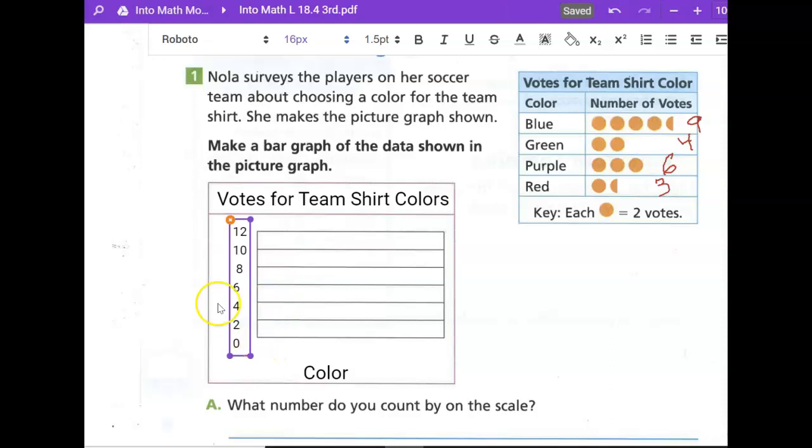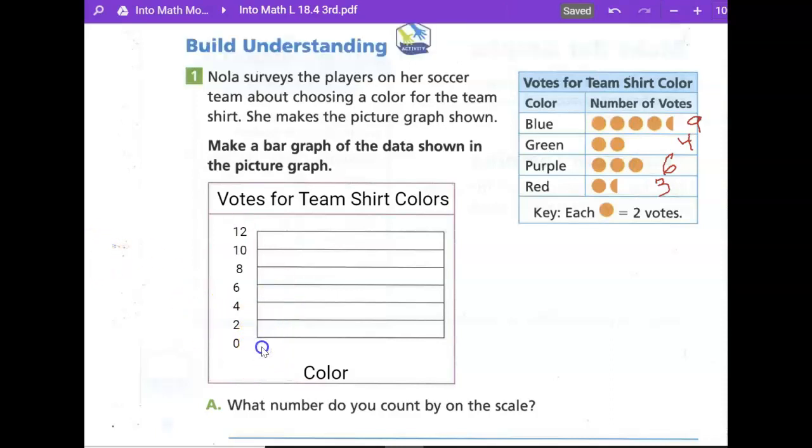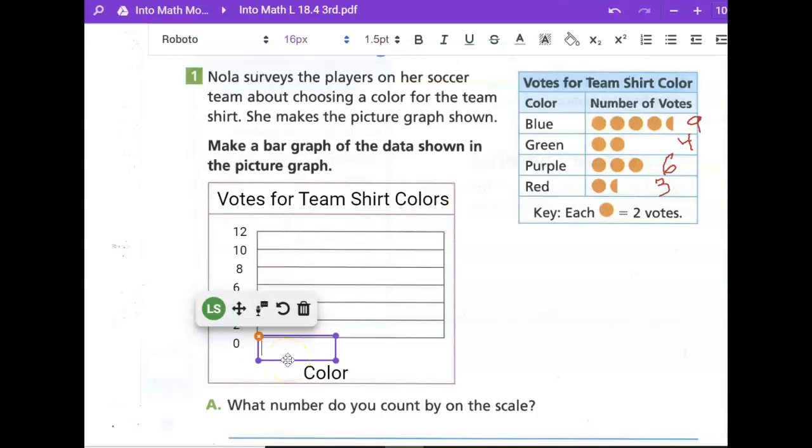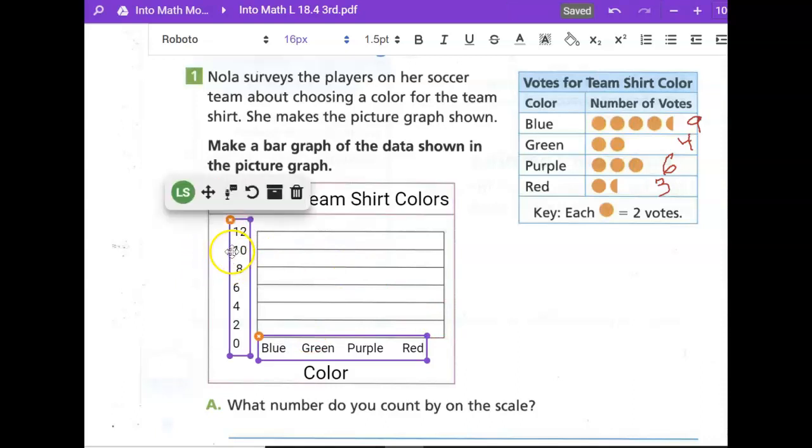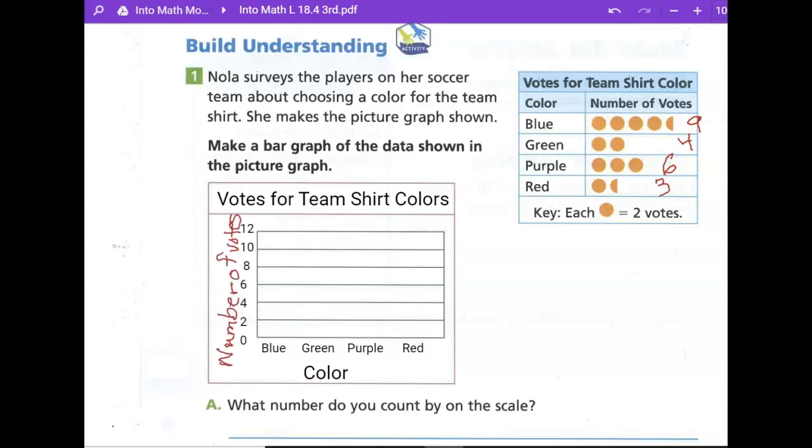And then we're going to come down here and type the colors that they chose. So blue, we'll space over a little bit, and we're going to go green, and we're going to space over, and we're going to say purple, and we're going to space over, we're going to do red. So we have all our colors. The only thing we don't have is the number of votes here along the side. And I'm not sure how I can do that typing, so I'm going to have to write it. Number of votes. Okay, so hopefully you can read that. It says number of votes.